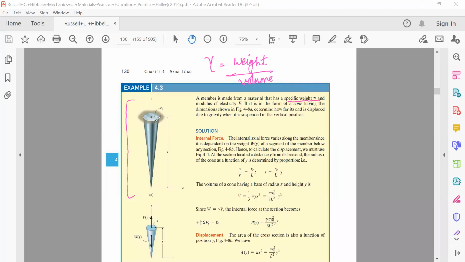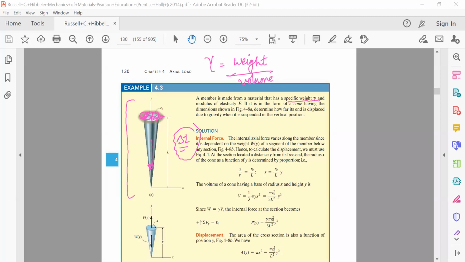Now this machine element is not subjected to any external force, but it is being suspended from the ceiling. That is, one of its ends is fixed to the ceiling. Because of the gravitational force, the gravitational force will be pulling this machine element downwards. The question is, how much is the change in length in case of a cone fixed at one end and suspended from the fixed end because of its own gravitational weight?